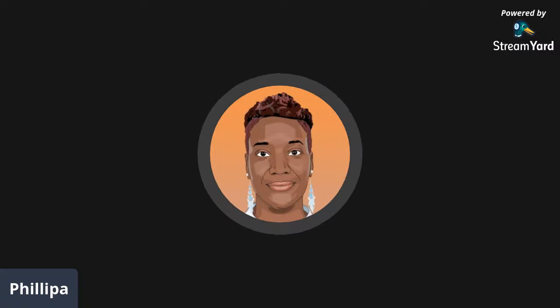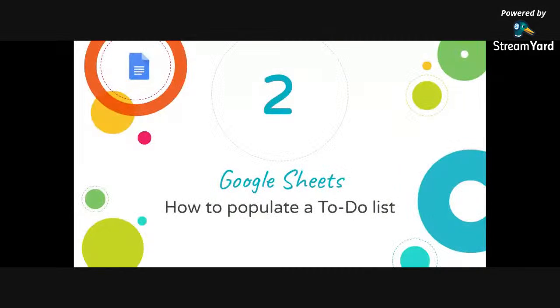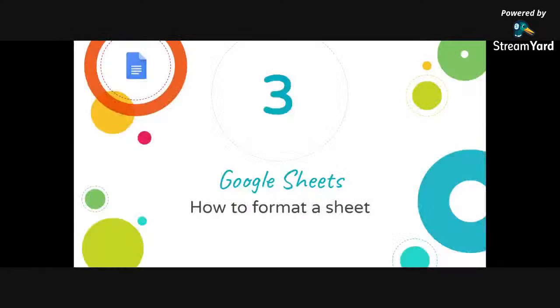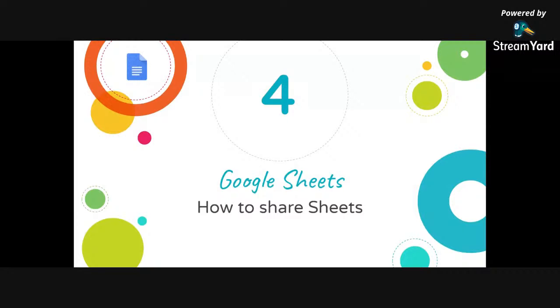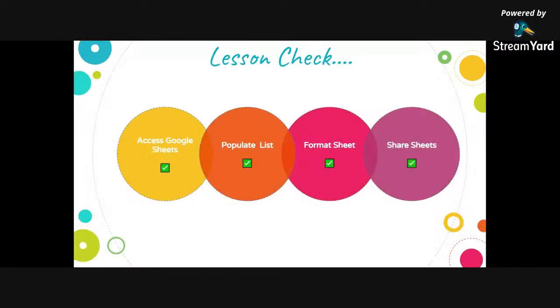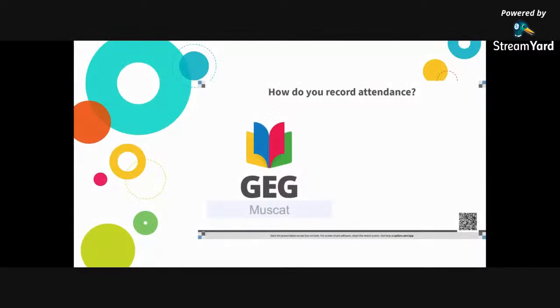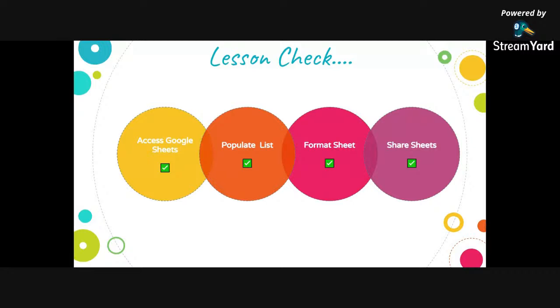So we looked at how to access Google Sheets, how to populate a to-do list, how to format the sheet, and definitely how to share the sheet. Oh, we didn't look at how to share the sheet, sorry. I can do that at the end.